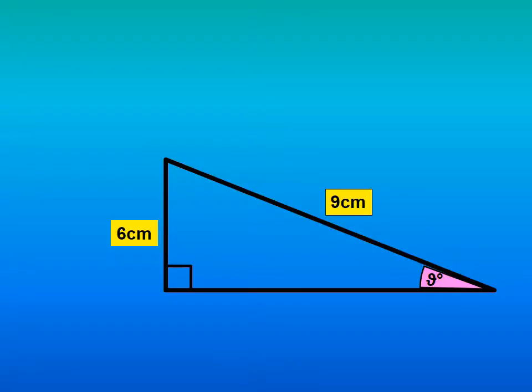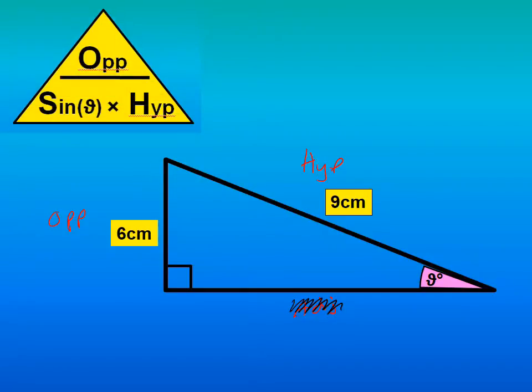So this is our triangle. The first step, as before, is exactly the same. We must label our triangle. So we've got the opposite, hypotenuse, and the adjacent. We look at what's not involved in our question. The adjacent, there's no information for adjacent, so that leaves us with opposite and hypotenuse. SOH, CAH, or TOA, we know it's SOH, opposite and hypotenuse.